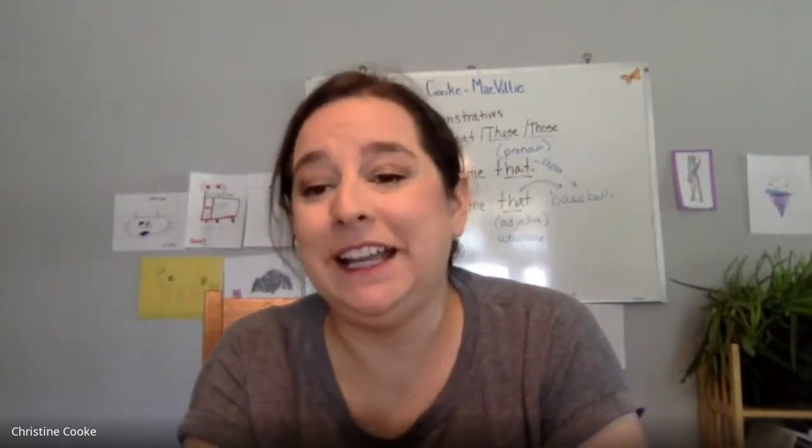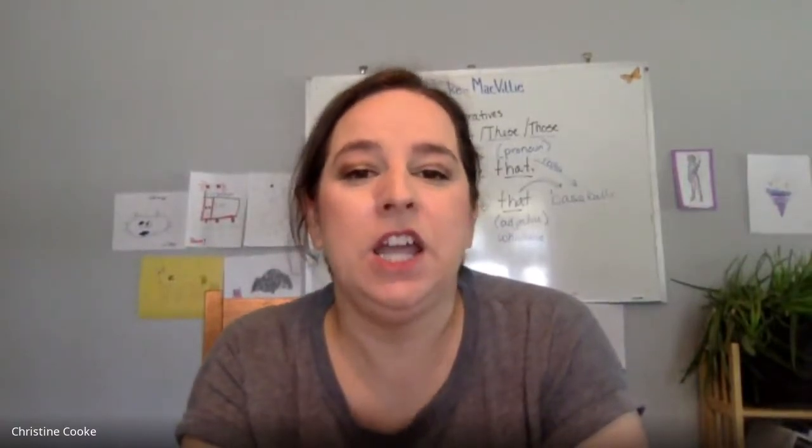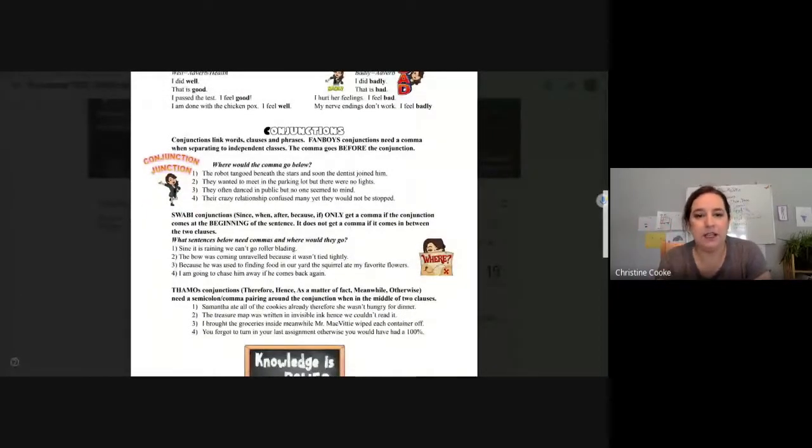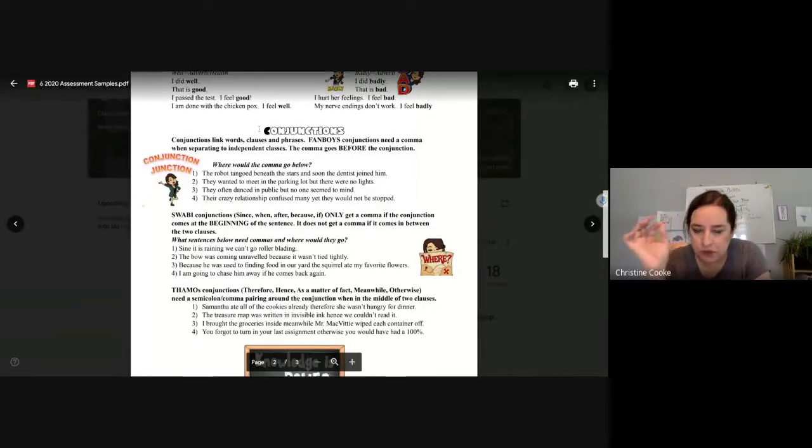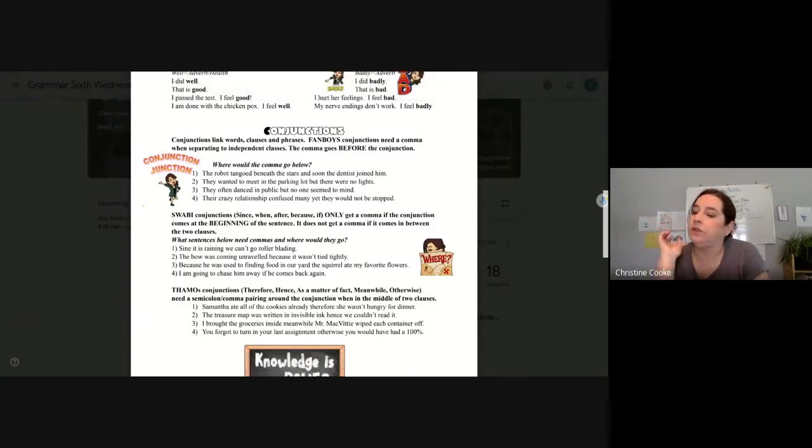But yeah, so bad and badly, those are the other things you want to take a look at. So you should be able to finish a sentence with good or well, or bad or badly, in a grammatically correct way. This part's going to be the tricky part. This conjunctions part is new. This is difficult. We didn't do great with the assessment on it. It's a tricky subject. It's probably the hardest thing we do in grammar.